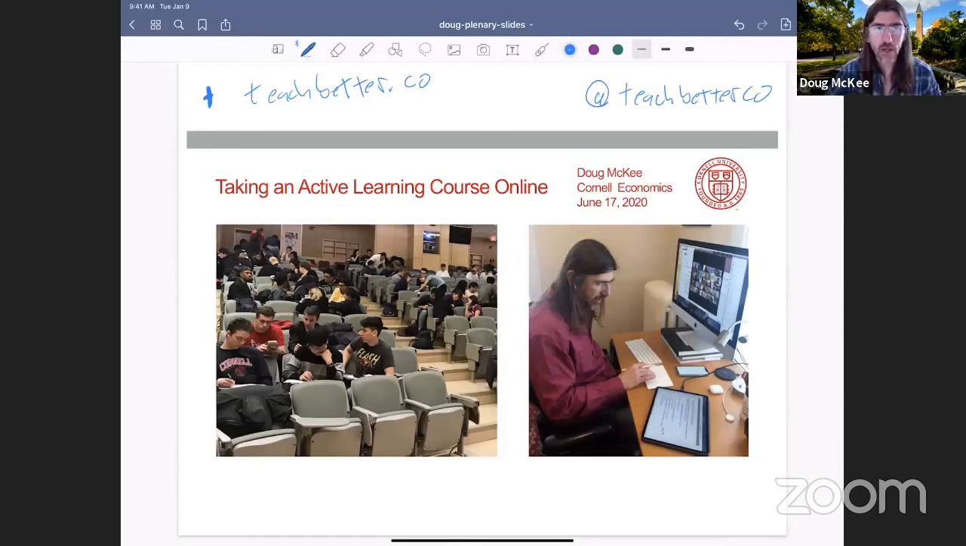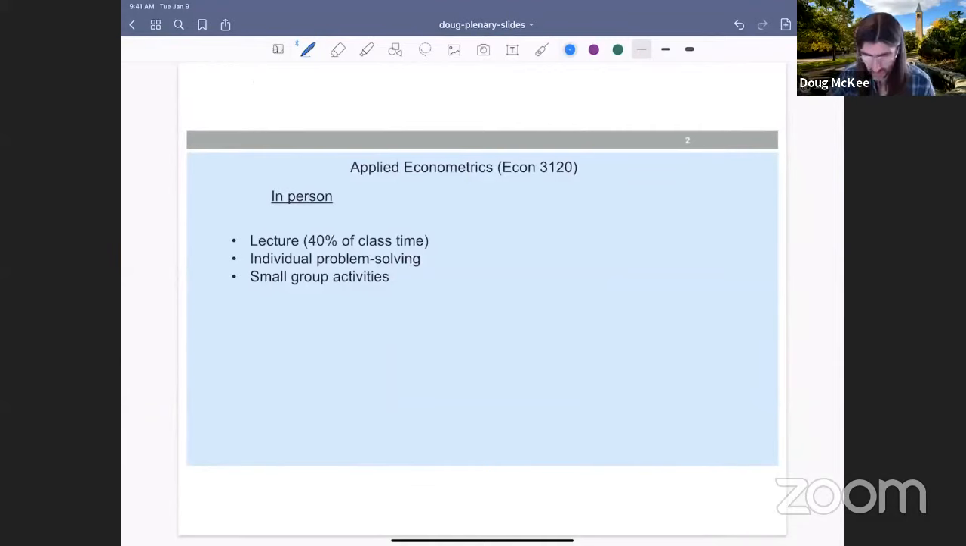All right, so when all of this started, I was in the middle of teaching a large class, and when I say large, it's not exactly the same as what James means. I had about 130 students, and I was teaching them applied econometrics. This is a course that I've taught many times before, and it's become quite interactive over time. I do lecture in class, but only about 40% of the class time.